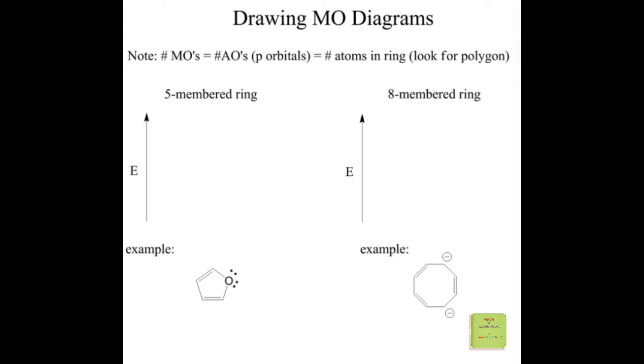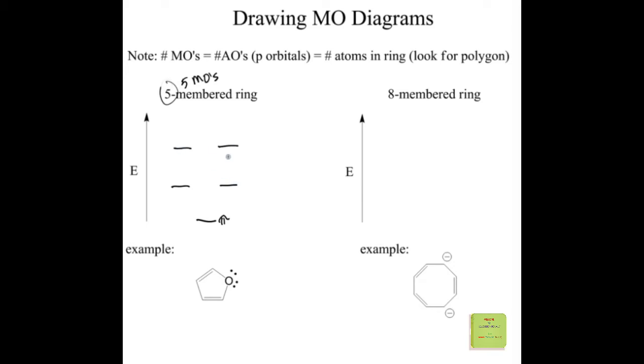Okay, let's see if we can draw some others. How about a 5-membered ring? If we have a 5-membered ring, how do we draw that? We start with 1 in the lowest energy. There will always be a pi molecular orbital at the lowest energy. That's where all the p orbitals are in the same phase. And then we go in pairs. We have 2, and then we have another 2, and how many more? Well, it's a 5-membered ring, so we're going to get 5 MOs, so we're done. We have 1, 2, 3, 4, 5.